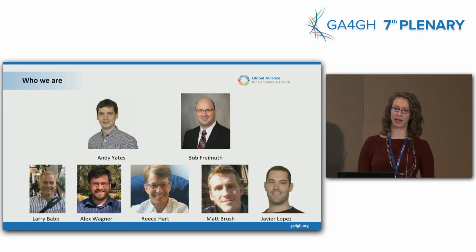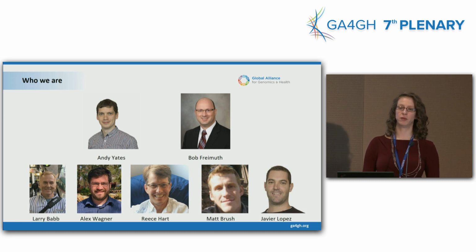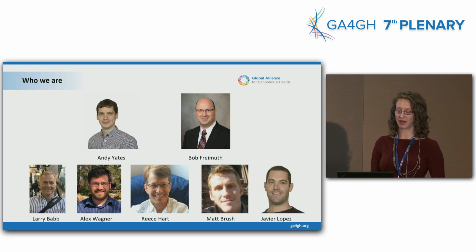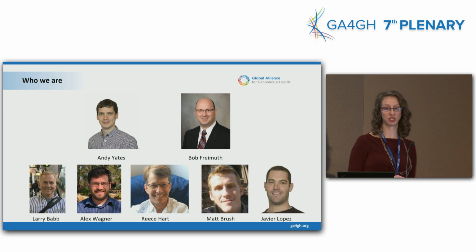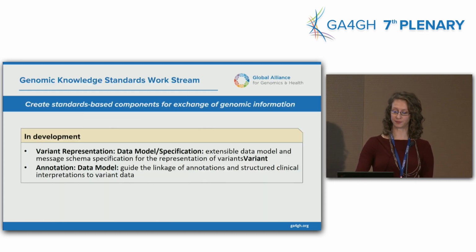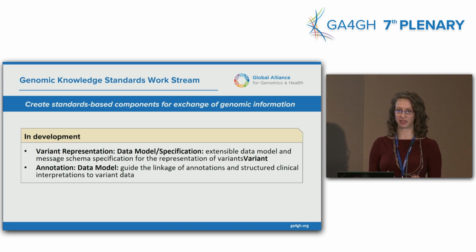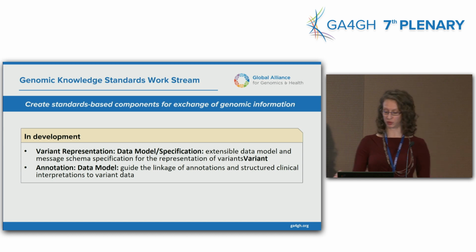This team is run by Andy Yates and Bob Freimuth, and there's two separate teams underneath them. One focuses on modeling the genetic variants themselves, and the second is the genomic annotation group. The variant representation group is Larry Babb, Alex Wagner, and Reece Hart, and the annotations are run by Matt Brush and Javier Lopez. So the variant representation version 1 is also just being wrapped up and is about to be ready for use, and that focuses on modeling the variants, and we are continuing to work on the annotation group as well.